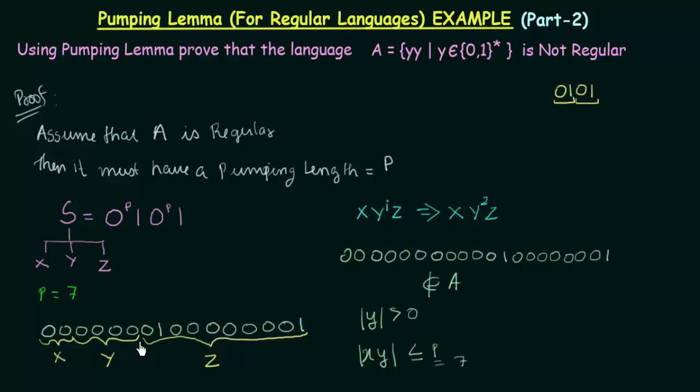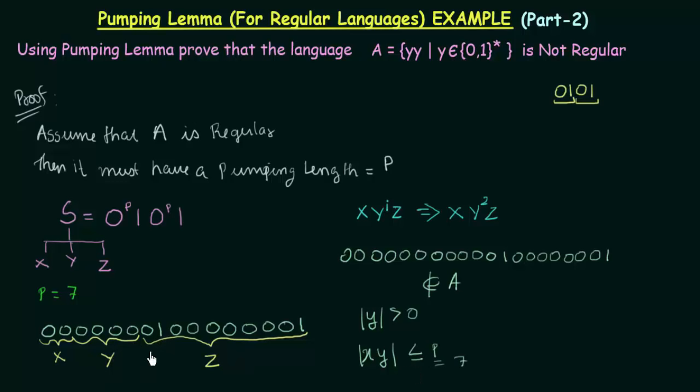One thing you have to note is that it should be less than or equal to 7. If I choose my y in such a way that the y lies ahead of this 1, then this condition will not be satisfied. The length of x and y together will become greater than 7, but 7 is my pumping length, and that is not allowed. So when you divide this into x, y and z, you should make sure that for this particular example, y should contain only zeros. If it contains 1, then this condition will fail.